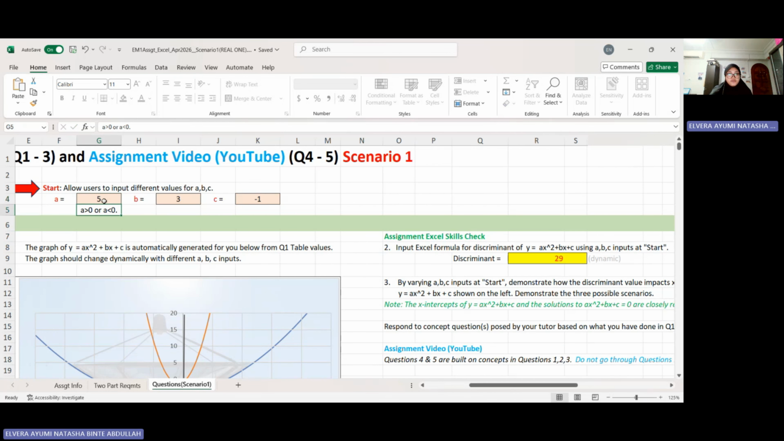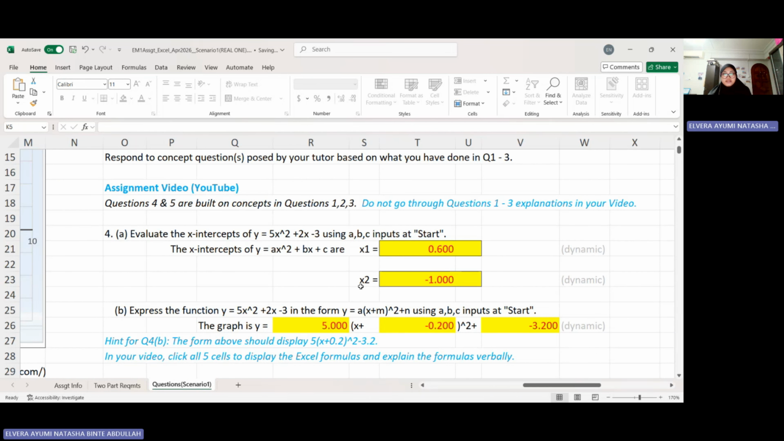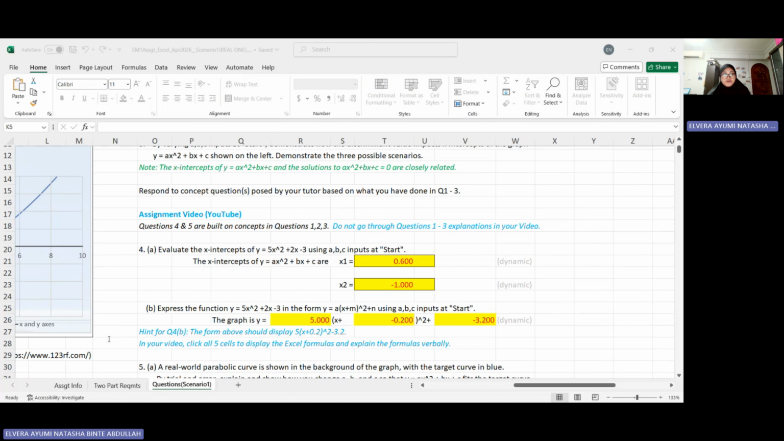For example, put in A as 1, B as 2, and C as negative 3. The first x-intercept and the second x-intercept change in value. Now to 4b, the vertex form of a quadratic equation is y = a(x + m)² + n.